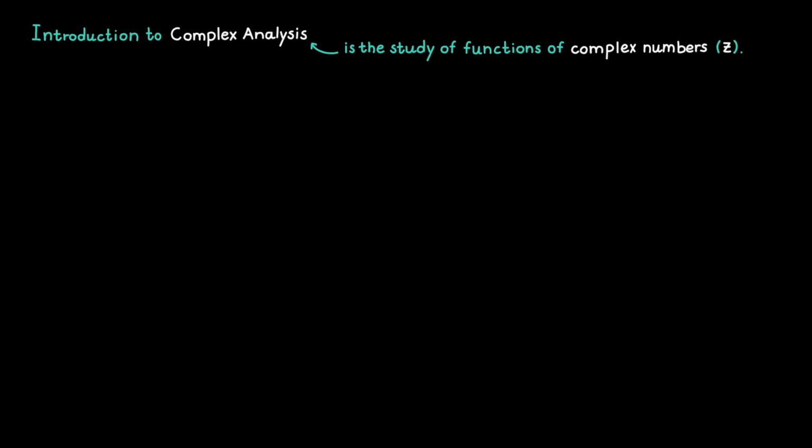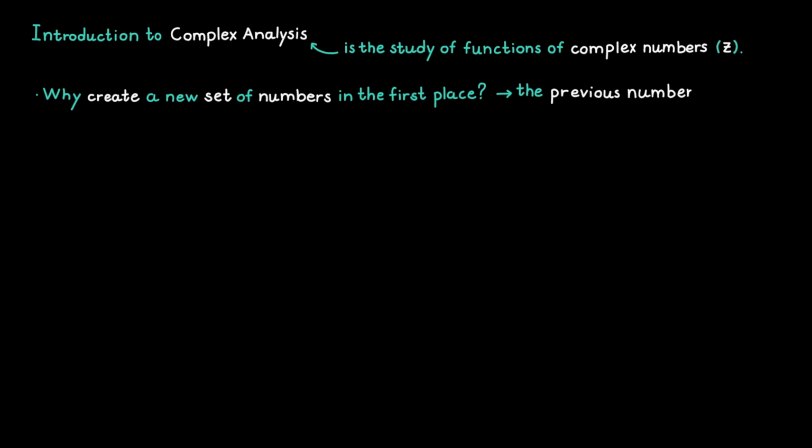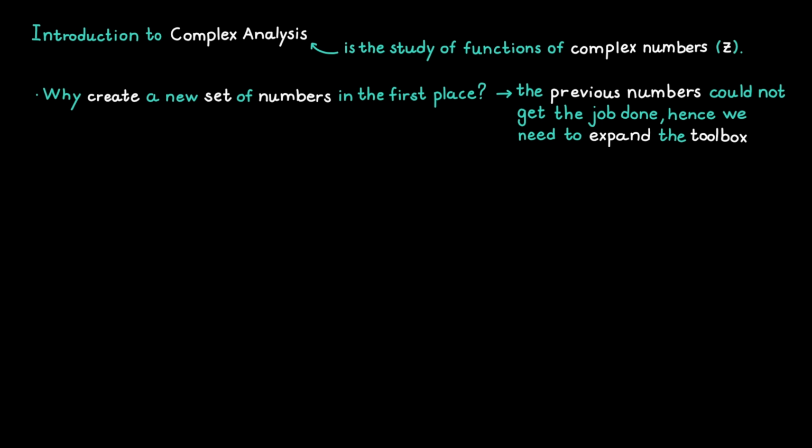To start off, we have to discuss why we even created this new set of numbers, the complex numbers, to begin with. The short answer is that our previous number system could not get the job done. Hence, we needed to add new tools to the toolbox. We needed to add new numbers. And this is something we have done many times before. Just look at how our concept of numbers have evolved over time.